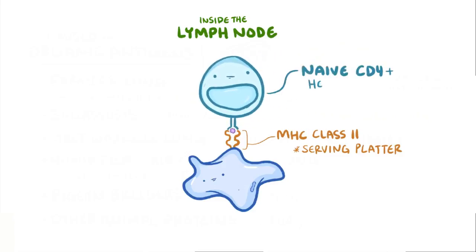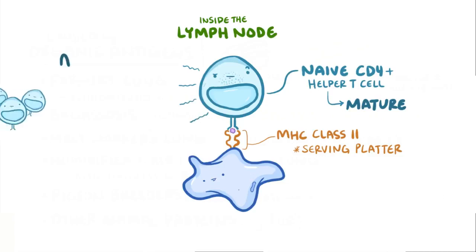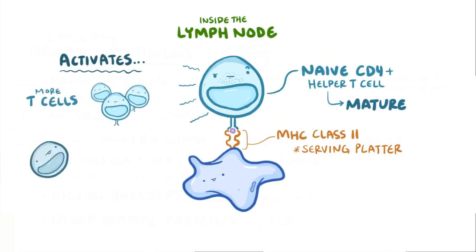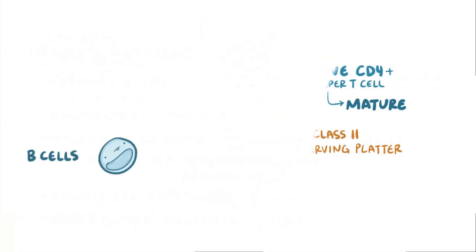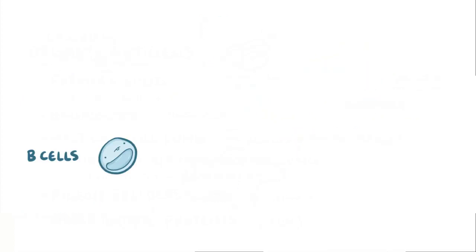Naive CD4 positive helper T cells that recognize this antigen will bind to it with their T cell receptors and become mature, meaning they can now release a variety of cytokines that can activate more helper T cells, as well as B cells and macrophages. At this point, there are two important chains of events that happen.